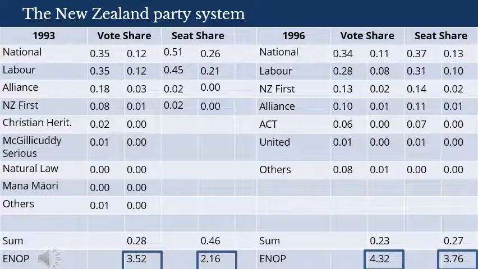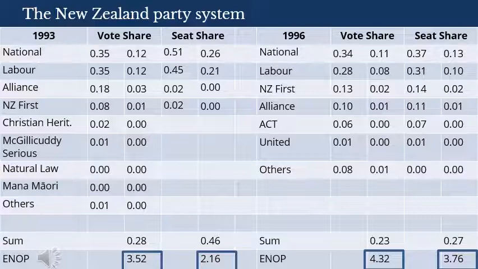Okay, so here's an example. I've chosen New Zealand in 1993 and 1996. Why? Well, this is important because after 1993's general election, the country went from using a first-past-the-post majoritarian system to a mixed member proportional electoral system. So we can also see the difference the electoral system makes. So we have the vote share and the seat share shown in the table.